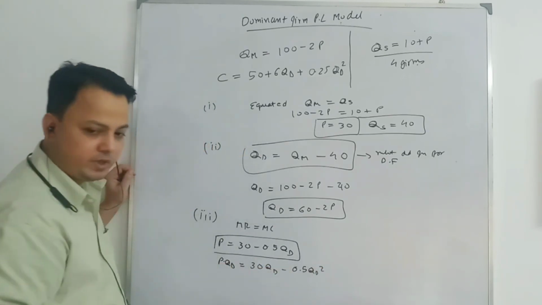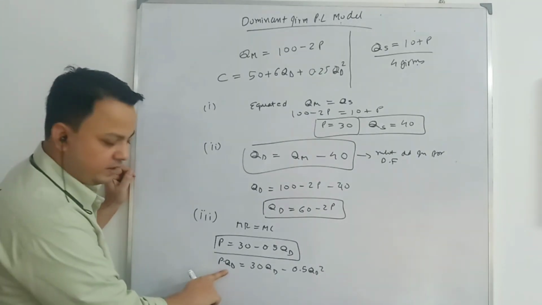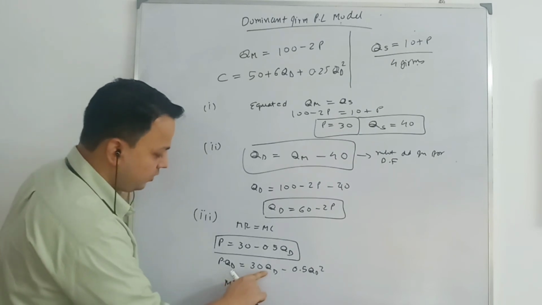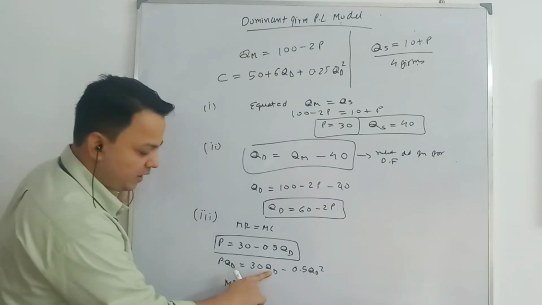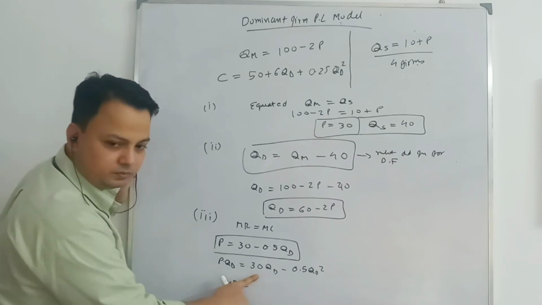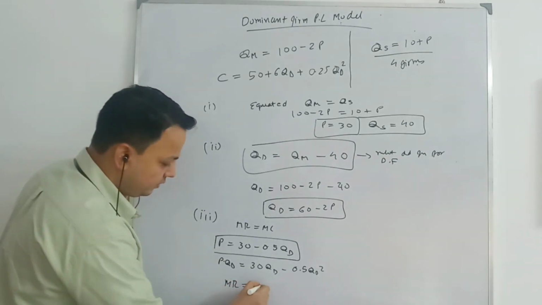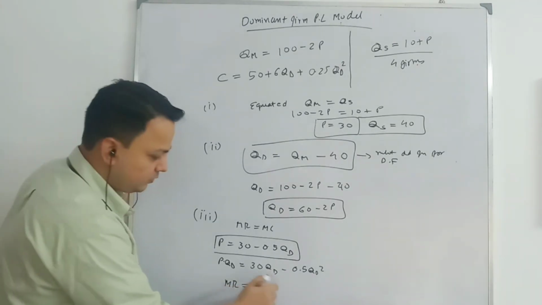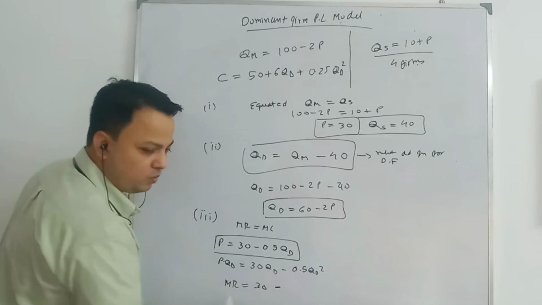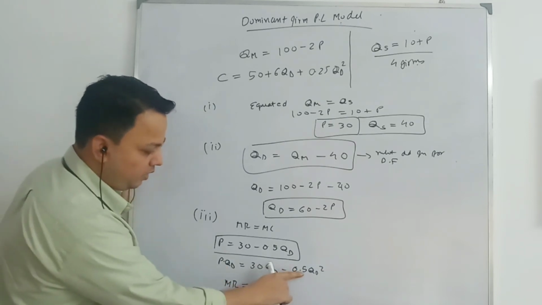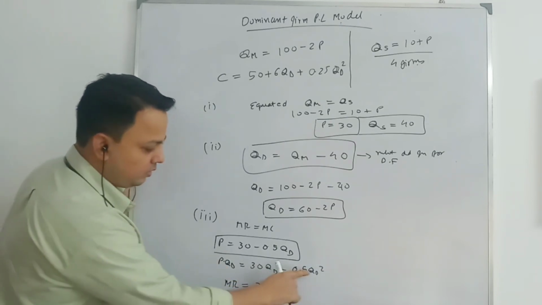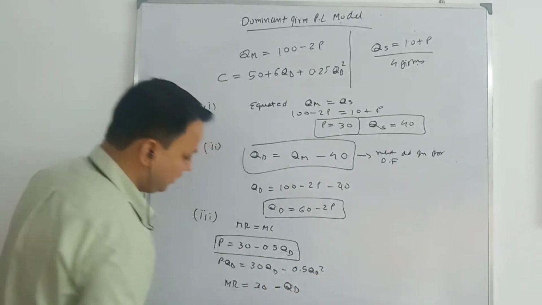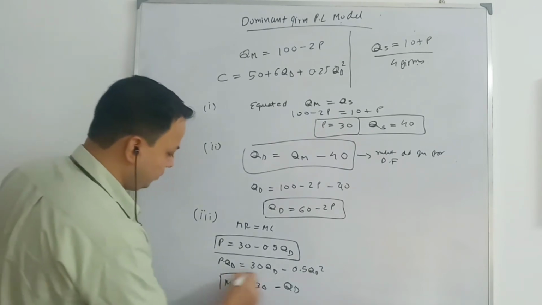So price into quantity is total revenue. I will take the derivative with respect to quantity. What will be my marginal revenue? 30 into dQD divided by dQD. What will you get? 30 is constant, so this will be 1. Minus, the power 2 will come in front. 2 into 0.5 is 1. QD to the power 2 minus 1 is 1. So you will write just QD. So 30 minus QD is your marginal revenue.